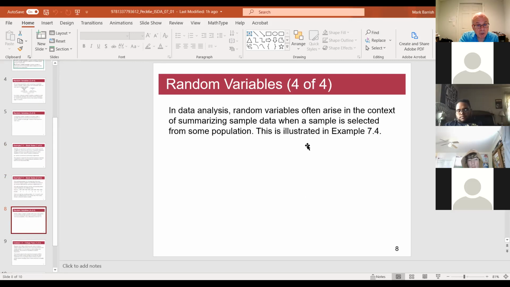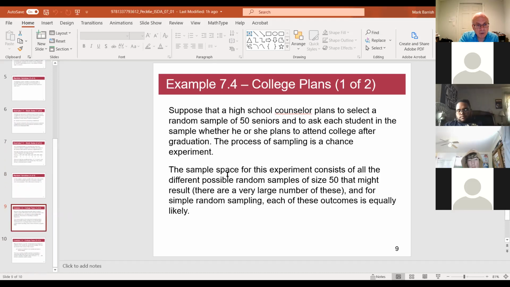Okay. Sometimes random variables occur in analyzing sample data chosen from a population. Right. So here's an example. Suppose a high school counselor plans to select a random sample of 50 seniors, and they're going to ask each one of these 50 seniors whether he or she plans to attend college. All right. So they're being asked, are you planning to attend college? I guess the answer is yes or no. So this sampling is another way of looking at a chance experiment. Now, a chance experiment is repeated many, many times, right? We call those trials. We can consider that the number of observations, the number of people in the sample, would be the number of trials. It means the same thing. So the sample space is what? It consists of all different possible random samples of size 50 that might result, right?